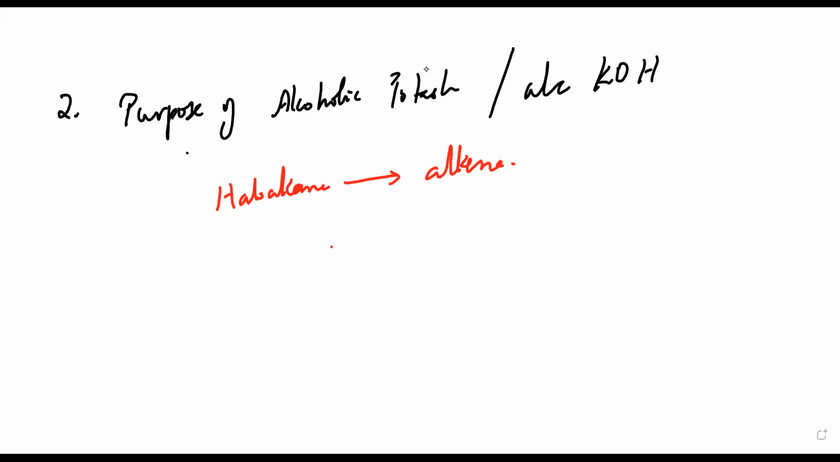Haloalkane to alkene. And this is also called dehydrohalogenation. Dehydrohalogenation, in which hydrogen halide is eliminated from the adjacent carbon atom, producing an alkene or a double bond. So don't worry, this is something you will see in most of the questions, dehydrohalogenation and the alcoholic potash.